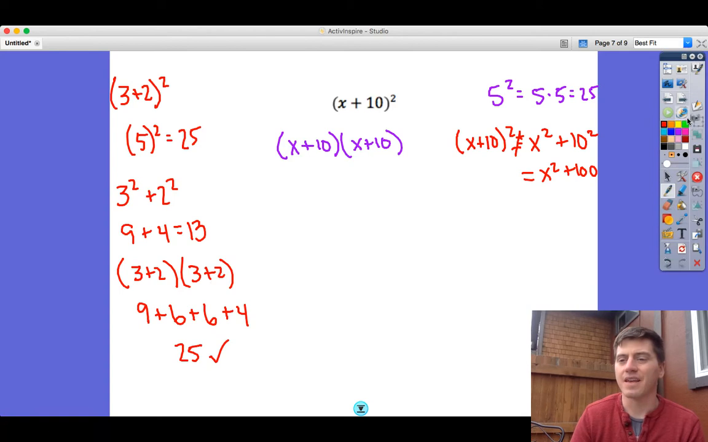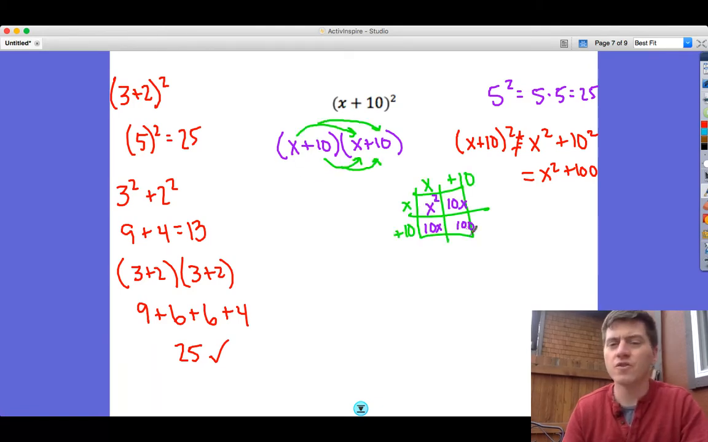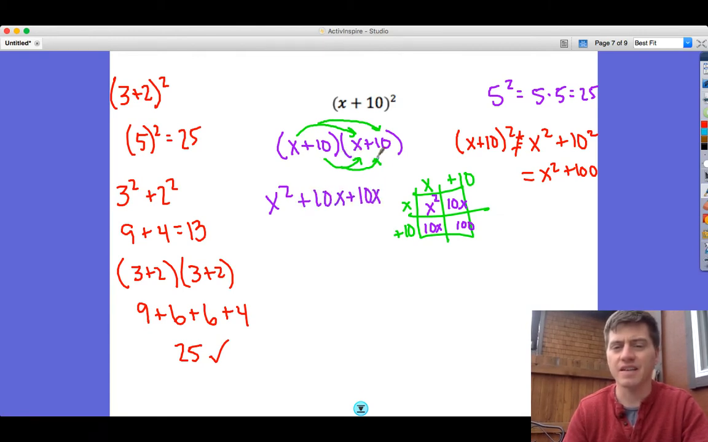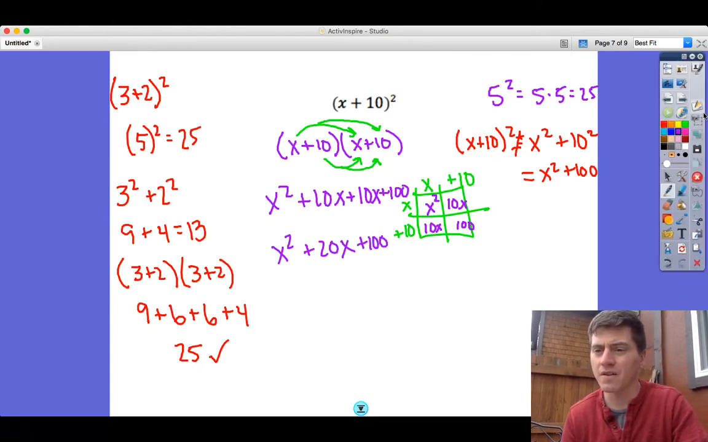So it's the same thing here when we're trying to work this out. x plus 10 times x plus 10, we're going to distribute that. You can use the area model like this if you want, or you can just distribute, right? x times x is x squared, x times 10 is 10x, 10 times x is 10x, and 10 times 10 is 100. So you get x squared plus 20x plus 100. Either way you want to do it, distributive or area model.